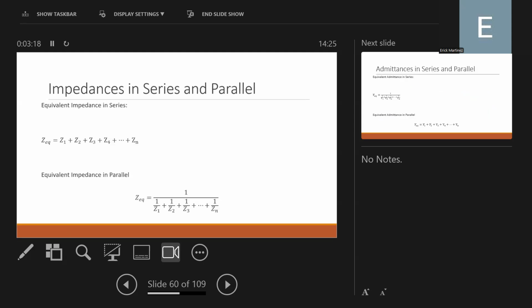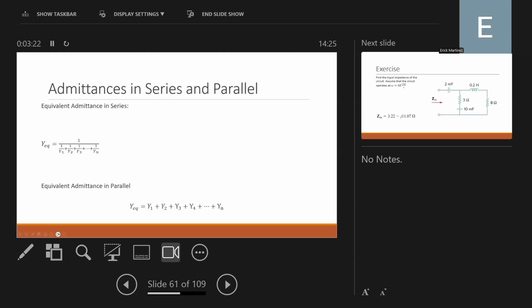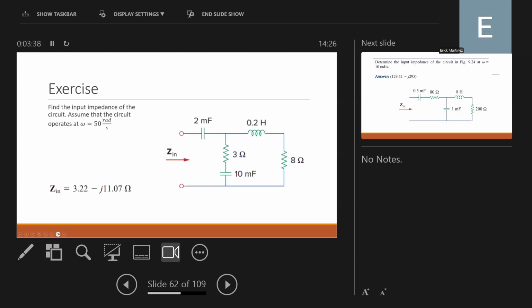For impedances that are in parallel, you use this relationship, but in the case of admittances, you can just add the values together and you will obtain your equivalent admittance in order to simplify the circuit and analyze it more easily. Okay, so I think that we can make an example in order to explain a little bit more clearly what we need.